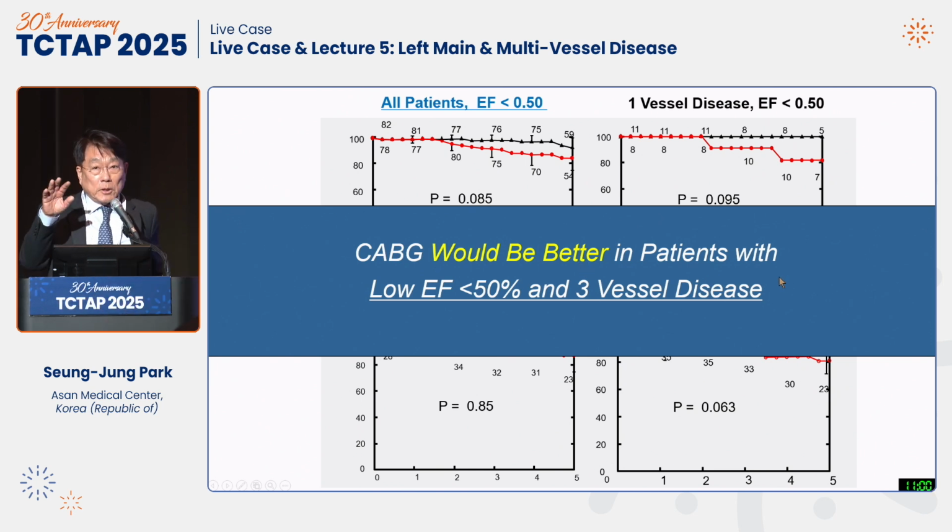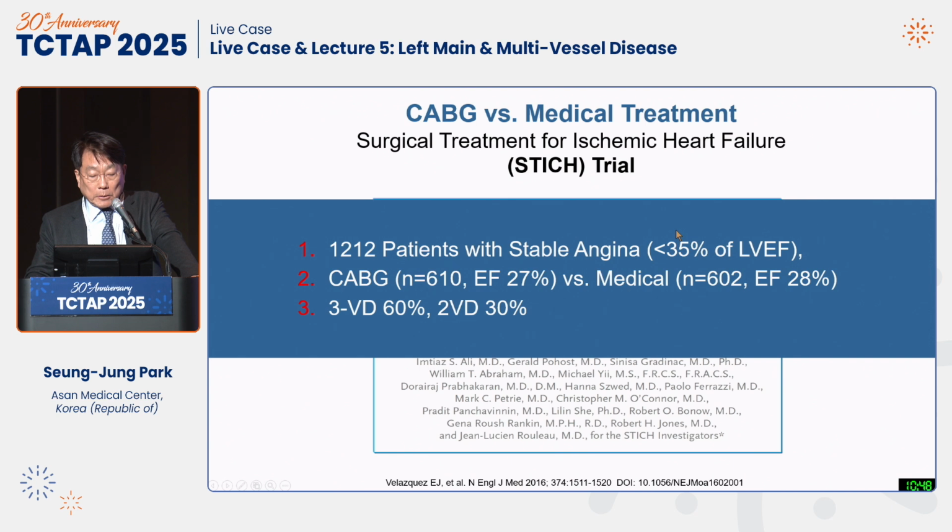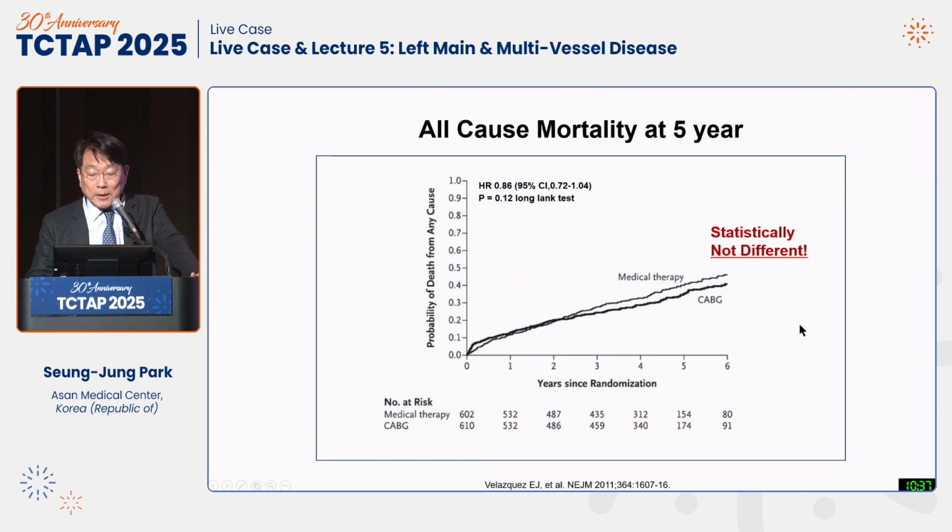And so, if you look at some ACC guideline content, the cutoff value of ejection fraction 50% comes from this old CASS trial. And the next, the STICH trial, the surgical treatment for ischemic heart failure, with ejection fraction less than 35%, divided surgery from medical treatment, including multivessel disease in almost 90%.